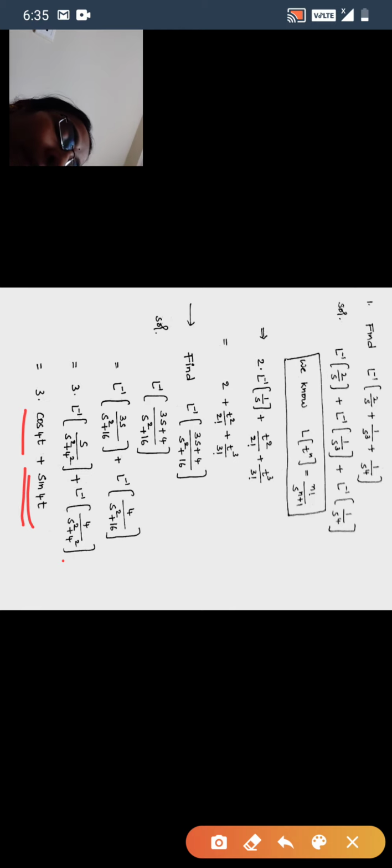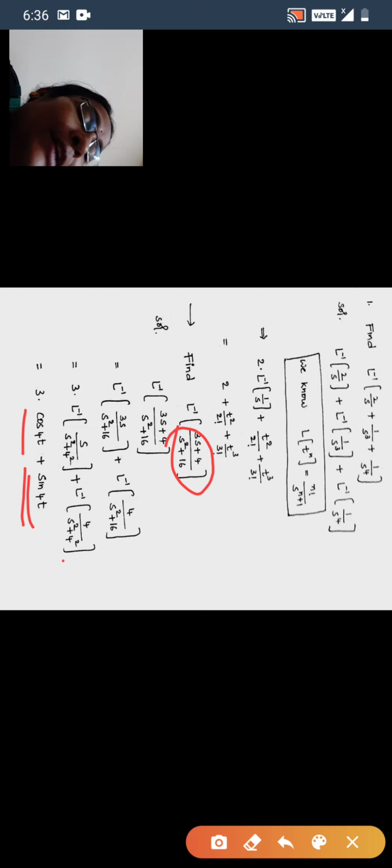Here there is no particular procedure in evaluating inverse Laplace transforms. Just keep formulas in mind and see how we are able to write these expressions according to our formulas. Try to convert it and apply our 7 basic standard Laplace and inverse Laplace transforms.